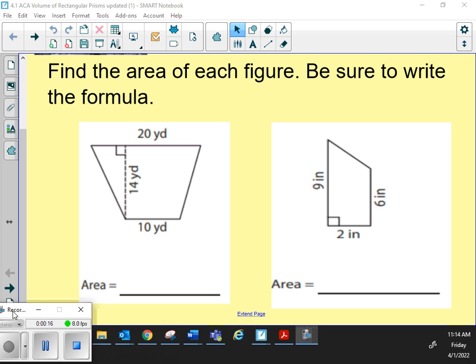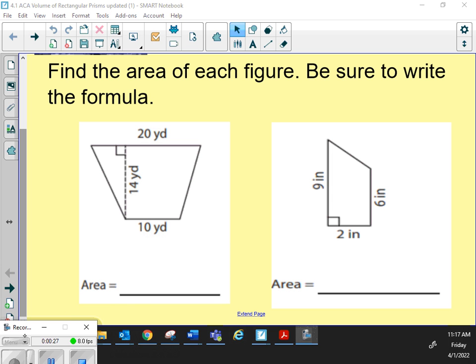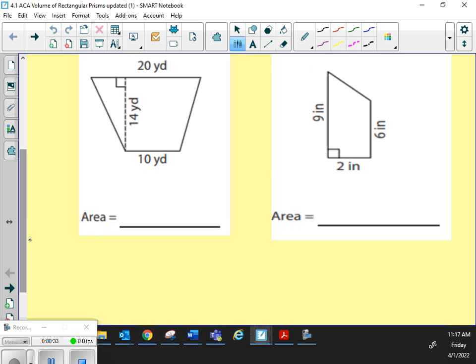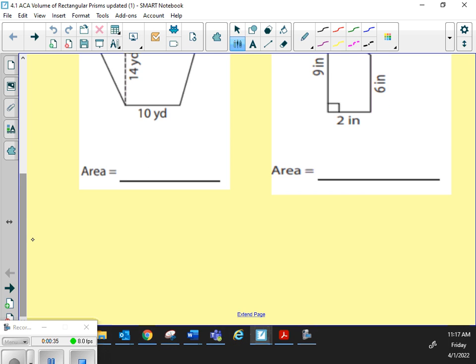We just had our test yesterday, so these should be easy for you, easy ones. Please, we're finding the area of these two shapes. Pause and play when you're ready. Starting off with the first problem, class, what kind of shape is that? That first one. Trapezoid. Trapezoids are trapezoids. Okay, what's that formula?